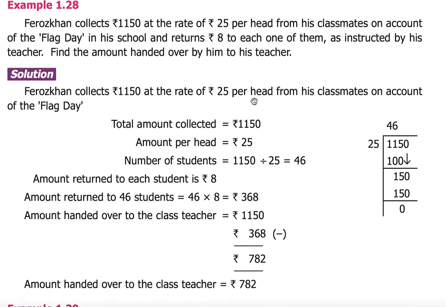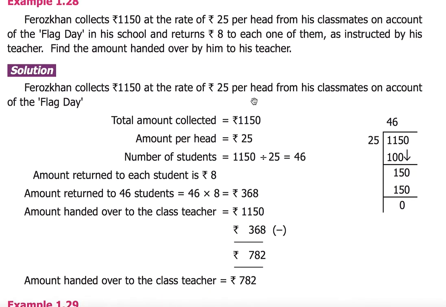Okay. Firoz Khan collects 1150 at the rate of 25 per head from his classmates on account of the flag day in his school and returns 8 rupees to each one of them. He was instructed by his teacher. Find the amount handed over by him to his teacher. 25 minus 8. How much? 17? Yes. 17 into 1150.